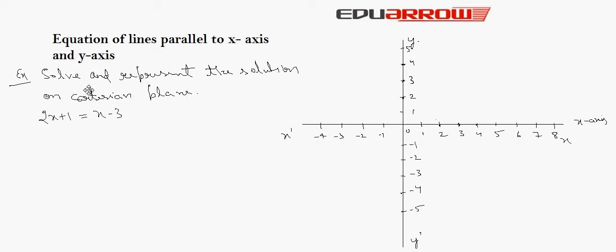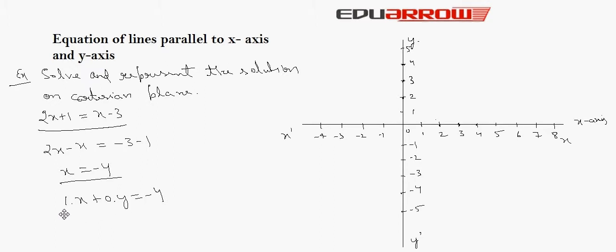Let's do an example. Solve and represent the solution on the Cartesian plane. The equation is 2x plus 1 is equal to x minus 3. Now, we can solve it like this: 2x minus x is equal to minus 3 minus 1. This will be x is equal to minus 4. This is the equation of the line parallel to the y-axis where x is equal to minus 4. Now this equation can be written as 1x plus 0y is equal to minus 4.